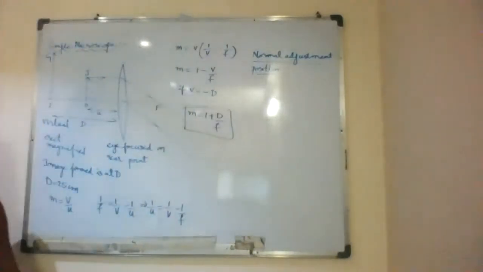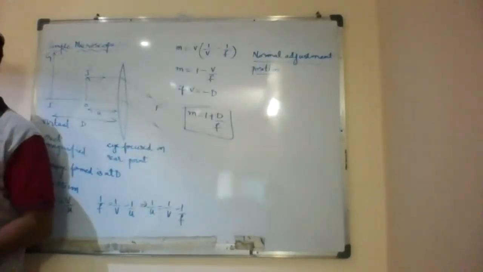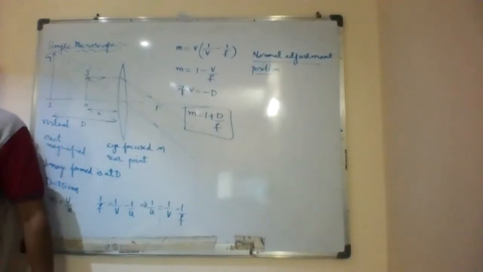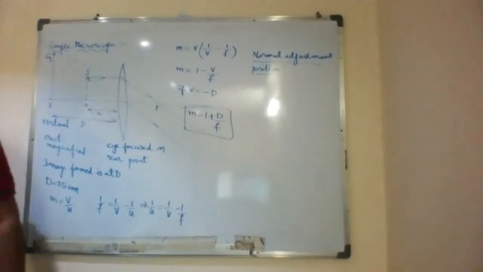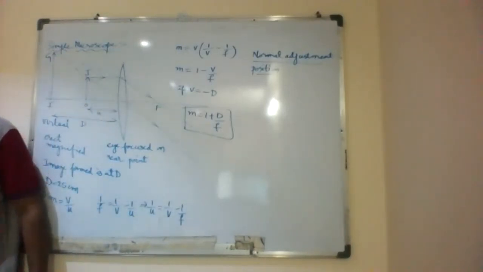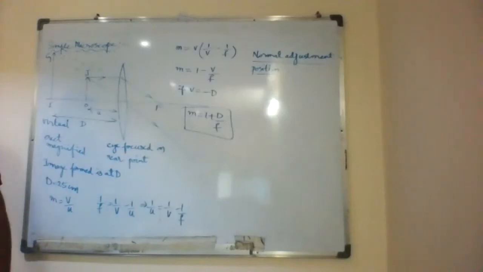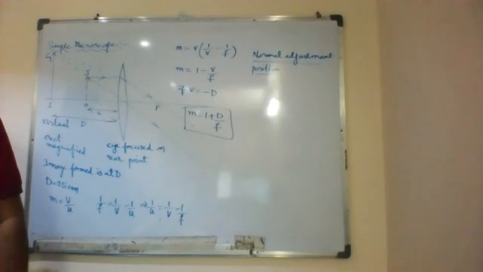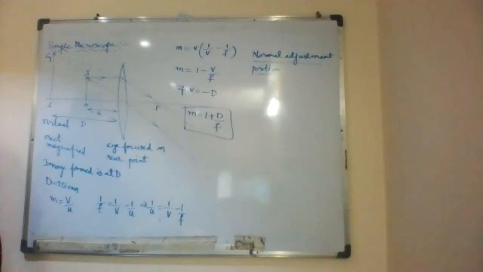Normal adjustment position means, suppose I am working in a medical lab or something, and from morning to evening I am working with the instruments. We have to adjust the lenses in such a way that the image is formed at infinity. Then you can work the whole day and it won't be painful. That adjustment is said to be normal adjustment position.